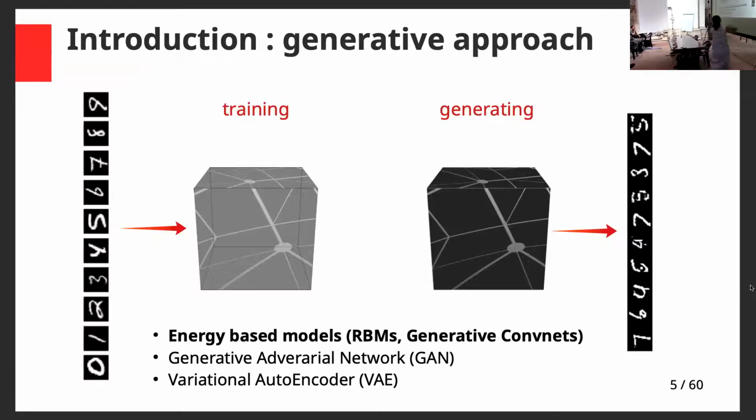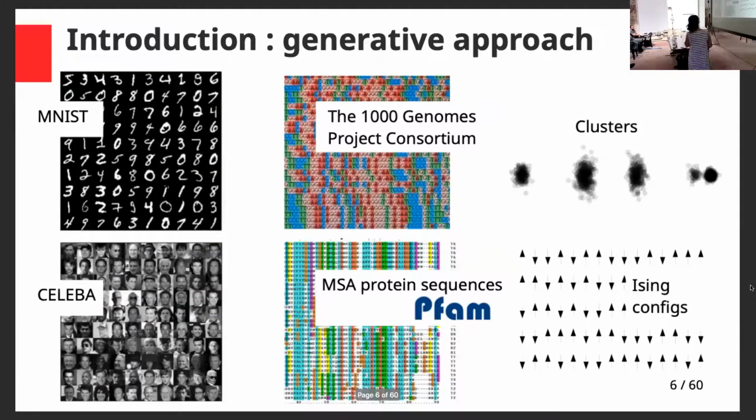This can be done with many different methods in the literature. My talk will be mostly concerned with energy-based models, but there are also GANs and variational autoencoders that are a lot more fashionable these days. But we will center on the energy-based models. We want to feed the machine with data, and in this talk we consider different kinds of data. It can be images, genomes, proteins, the sequences of protein families. It can be just data points forming clusters, or even Ising configurations.